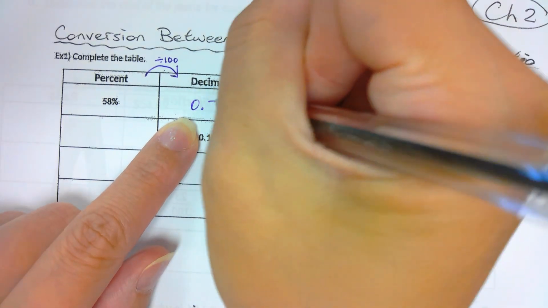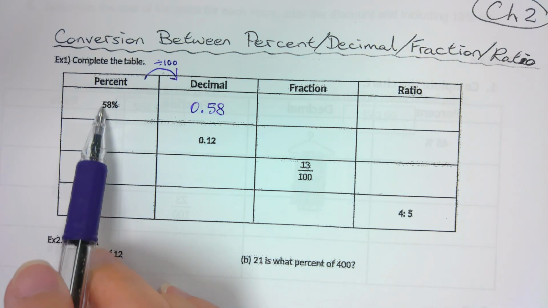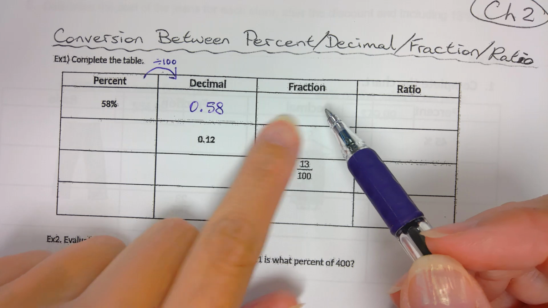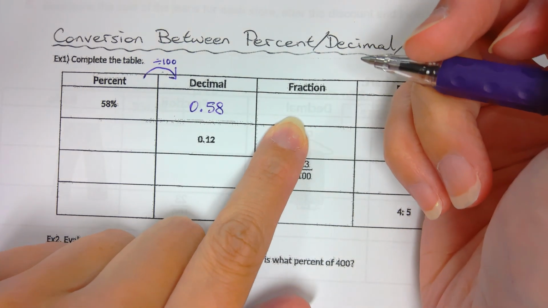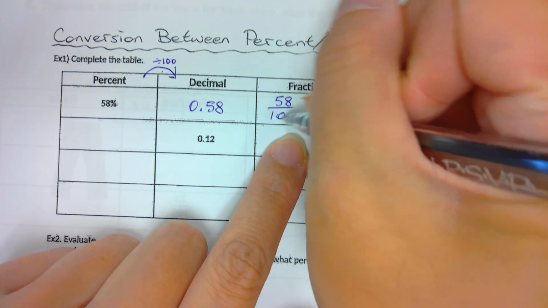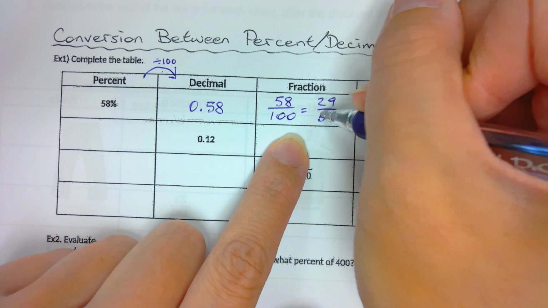So the shortcut way is just to move that decimal place over. So 58%, move it over twice, you get 0.58. What is that as a fraction? Yep. 58 over 100, which simplifies to 29 over 50. Good. Make sure you always simplify. You can divide the top and bottom by 2.